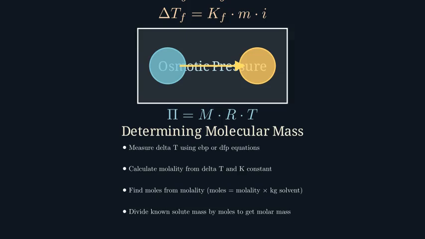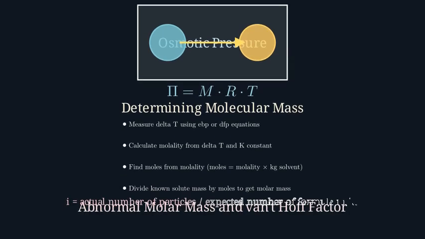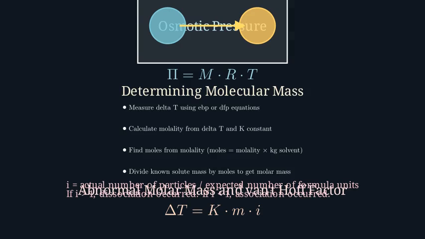Sometimes measured molar masses differ due to ionization or association. The Van't Hoff factor, i, tells us how many particles form from one formula unit. When a salt like sodium chloride dissolves, it forms two ions, so i is about 2. Abnormal molecular mass is the clue that our i value is not what we expected.